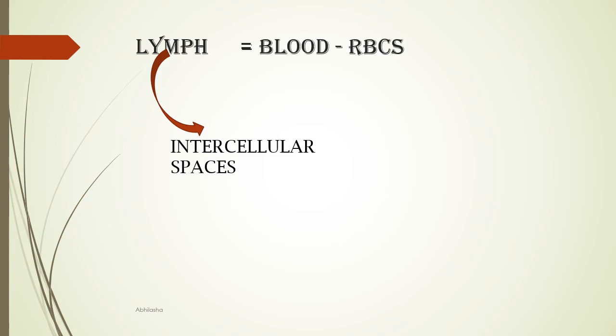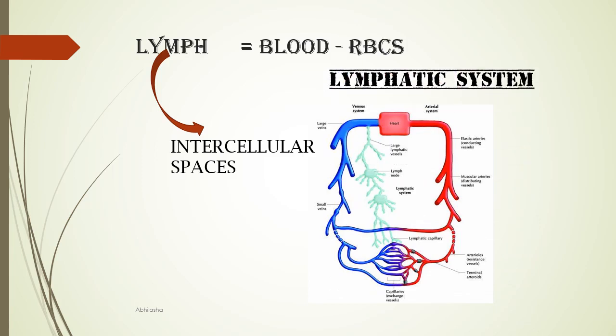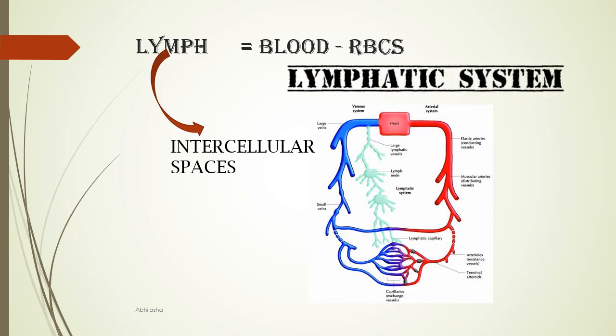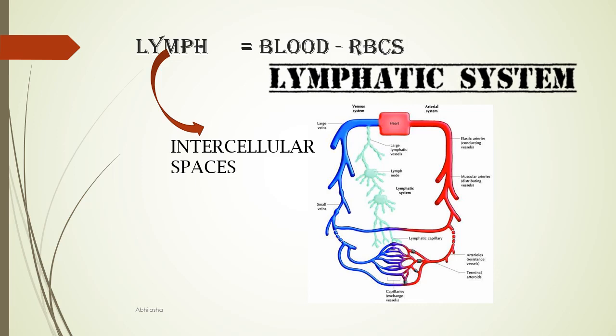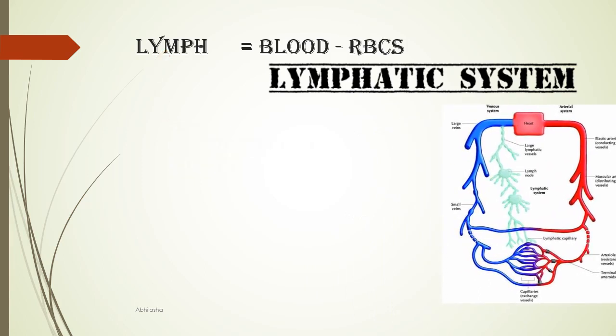But our body does not allow it to go waste. There is another system of vessels running side by side of our blood vascular system. This is the lymphatic system. The lymphatic vessels take the lymph and circulate it across our body and finally deliver it back to the blood vascular system. Finally, what is the significance of lymph?